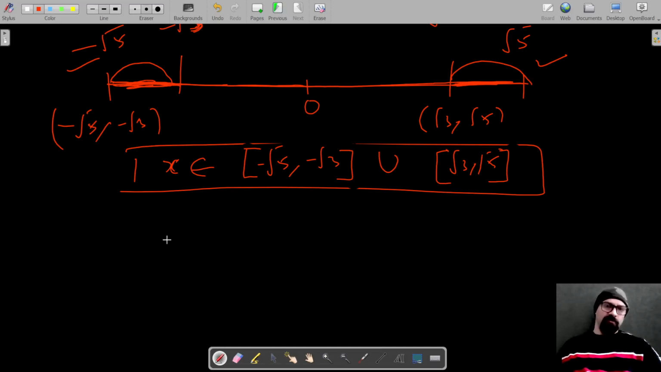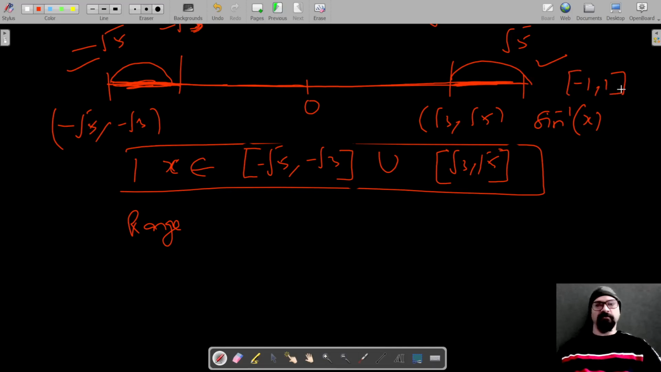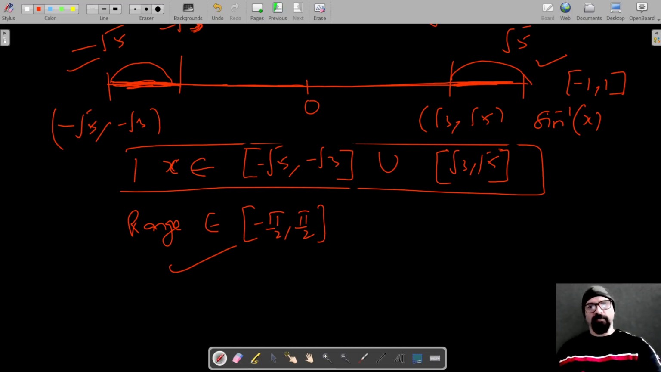Now, the range. We know that the range for sine inverse x, where the values of x are from minus 1 to 1, is negative pi by 2 to pi by 2. So our range is negative pi by 2 to pi by 2.